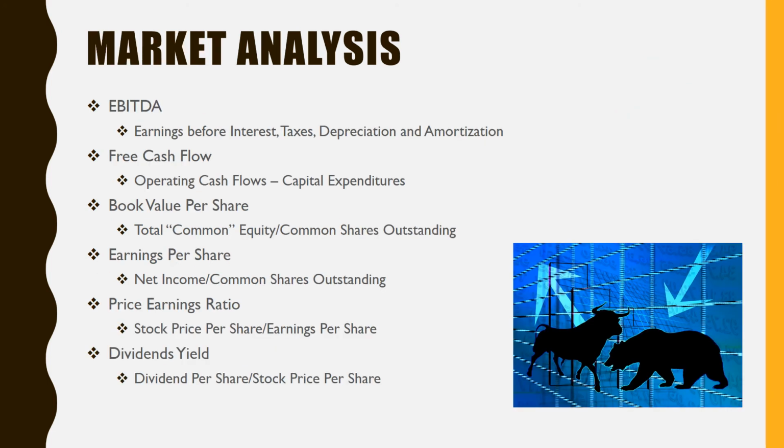That takes us to market analysis, and in your finance classes you'll learn all sorts of different ways to analyze the information, but this is just some of the more common ones that relate directly to the financial statements. The first one, you'll hear people talk about EBITDA, and that stands for earnings before interest, taxes, depreciation, and amortization. It's a way to take the net income off the financial statements and make some adjustments, some kind of quick and dirty adjustments, to take out some of the things analysts don't really care about.